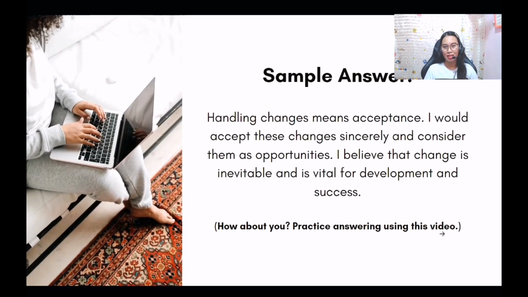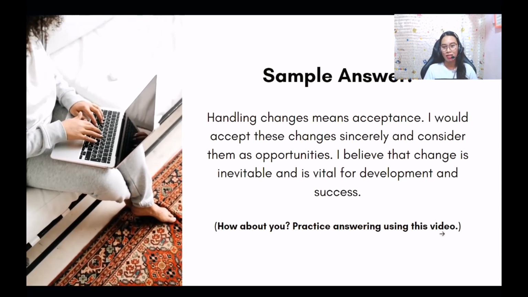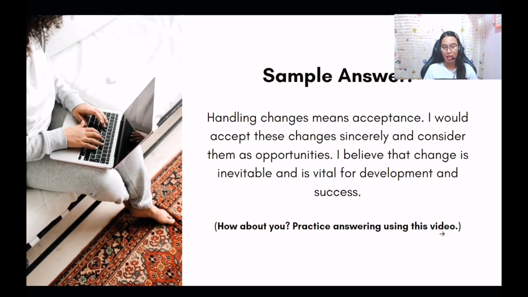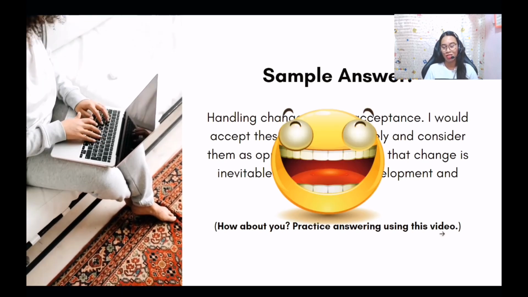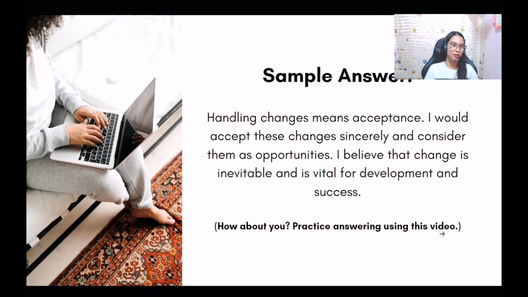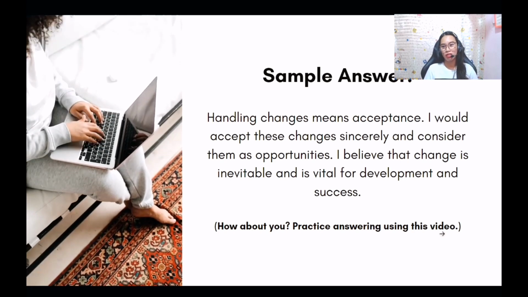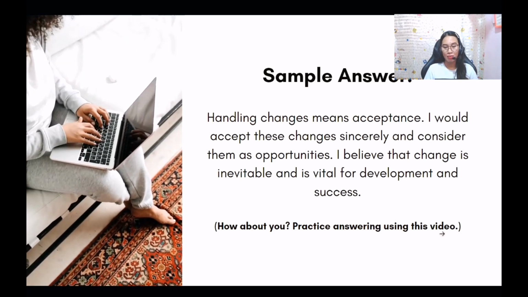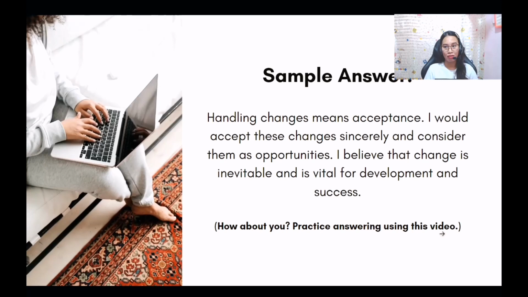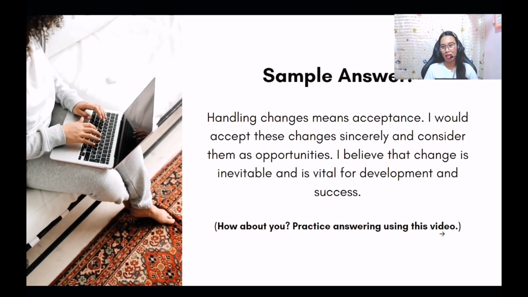Handling changes means acceptance. I would accept these changes sincerely and consider them as opportunities. I believe that change is inevitable and is vital for development and success. Yes, I think it's true. Yes, we need change so that we can know if we are improving or not. And it really happens in a company sometimes. So we need to be ready whenever they have changes, especially when they implement these changes.